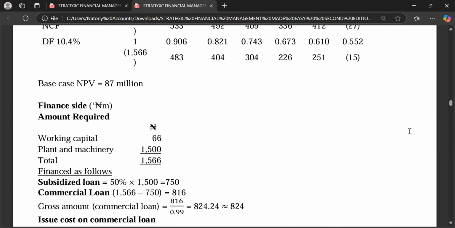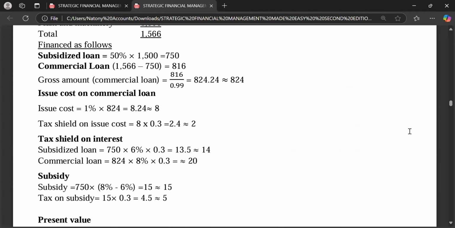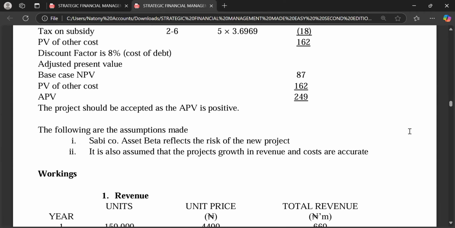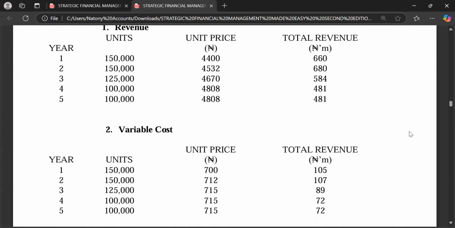So anytime you have a question that is saying that working capital will be 10% of sale or 5% of anticipated sale or whatever, that means before you calculate your working capital, you need to know what the anticipated sales figure will be. So in this question, these are the workings. We're told that working capital will be 10% of anticipated sale in year one. So this is the sales for year one. 10% of this will be 66. Okay, so you need to first of all get that before you can proceed with the question.